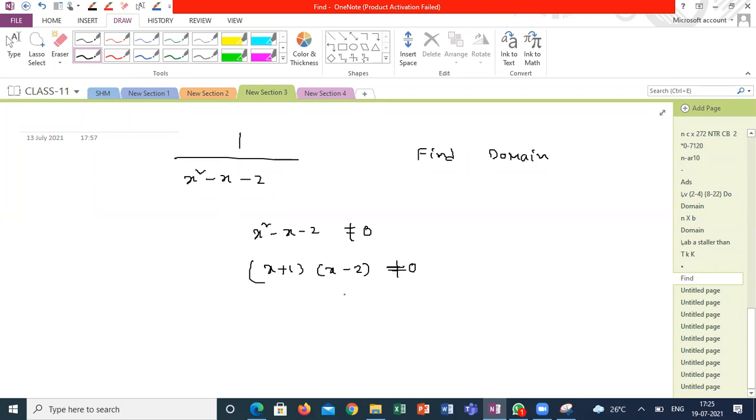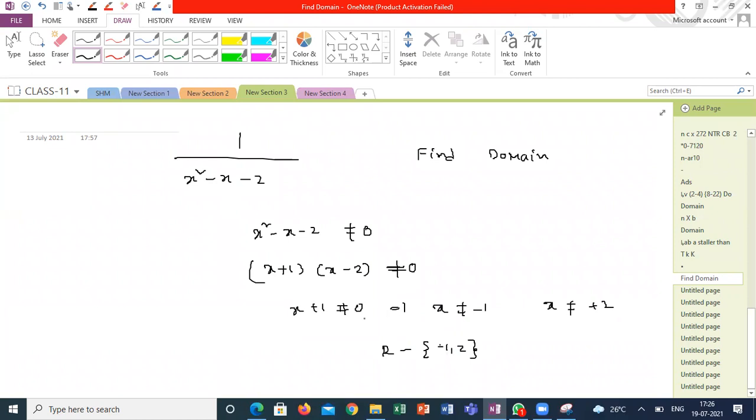When is it not equal to 0? x should not equal minus 1, and x should not equal plus 2. Correct? So R minus {minus 1, 2} I can write. This is not an interval.